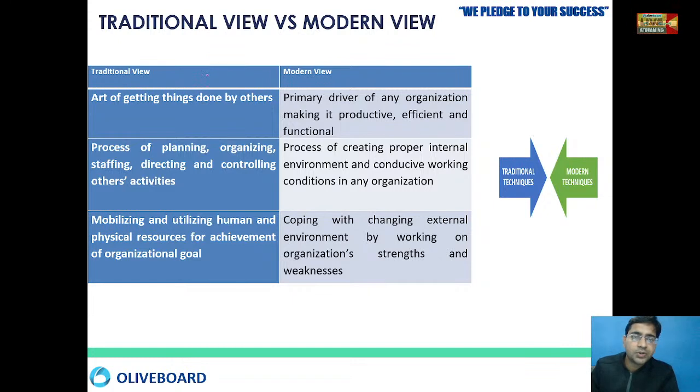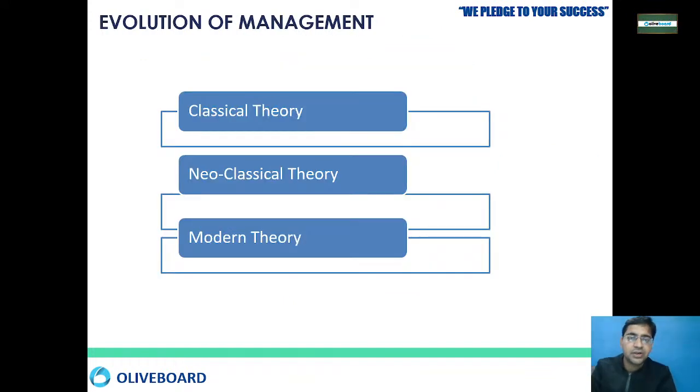So there is a big difference between traditional and modern viewpoints. The traditional one is just like getting things done by others. Here we are making the organization productive, more efficient and functional, with normally planning, organizing, staffing. In the modern viewpoint, we are looking at the internal environment also. In the traditional viewpoint, we are utilizing humans just to achieve goals, but here we are coping with a changing external environment. At the same time, we are checking the strengths and weaknesses of the organization altogether. So that is the difference between the traditional and modern viewpoints.